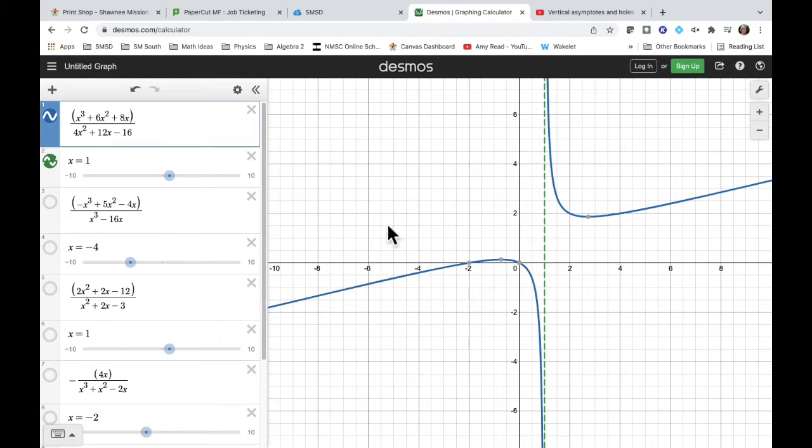So again, to find that on Desmos, I put in the function. I went ahead and put in the vertical asymptote. You actually don't have to do that, but I just wanted you to see where it is. And then if you needed to find or double check anything, you can drag along and see that that is undefined. Let's take a look now at your calculator.